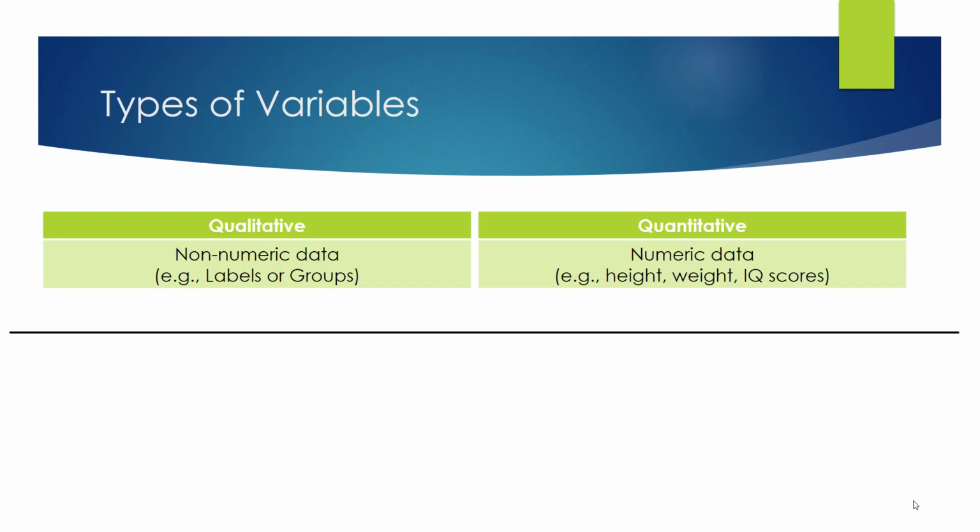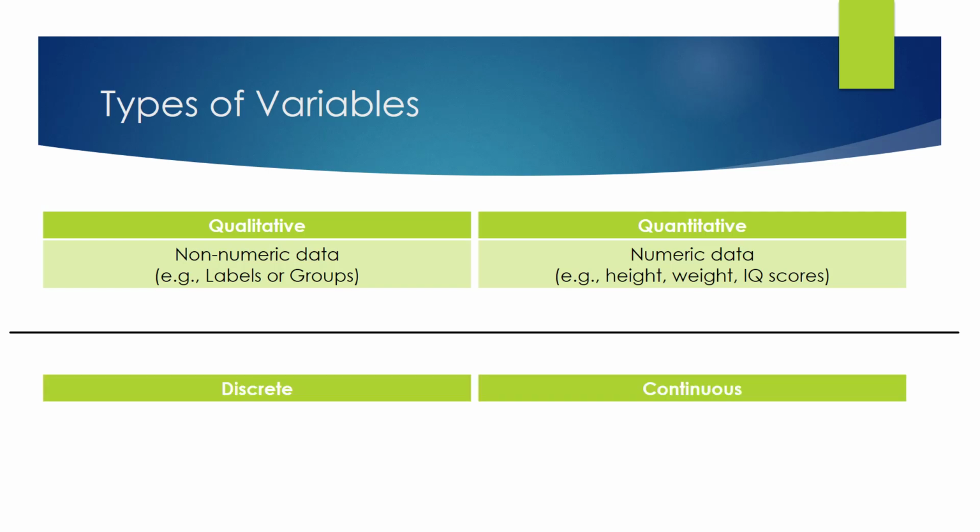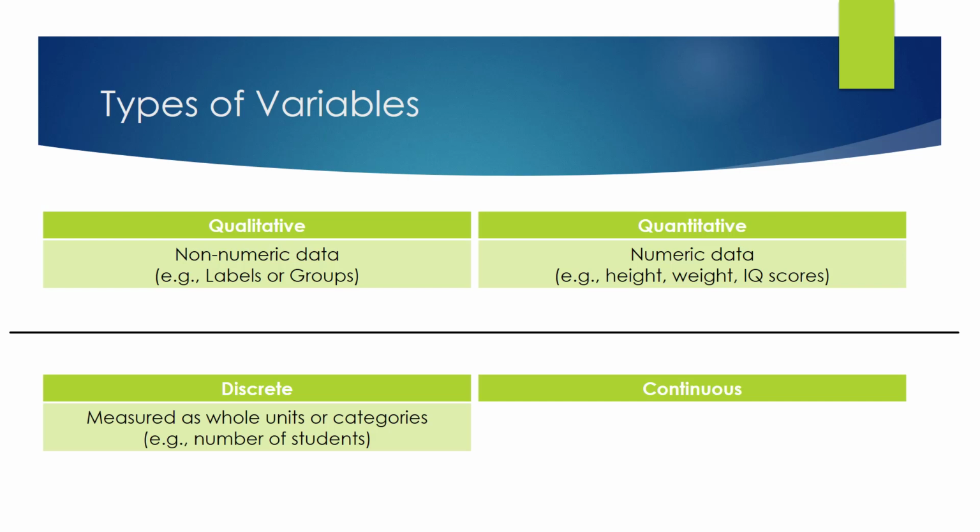Now, the second pair of contrasting terms is discrete variables and continuous variables. Discrete variables are measured as whole units or categories. For example, the number of students in a class. There's 40 or 41 or however many students in a class, but there's not 40.5 students. We can't break that down into a more refined unit. We can't be more accurate than that whole unit.